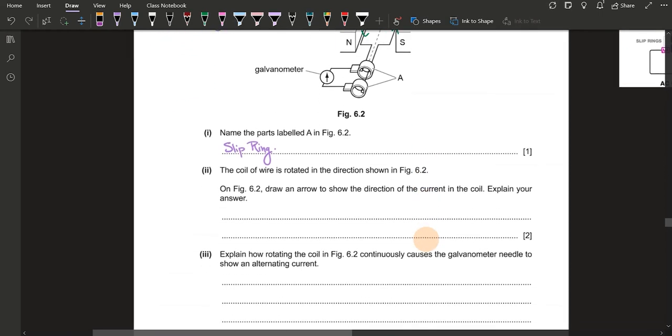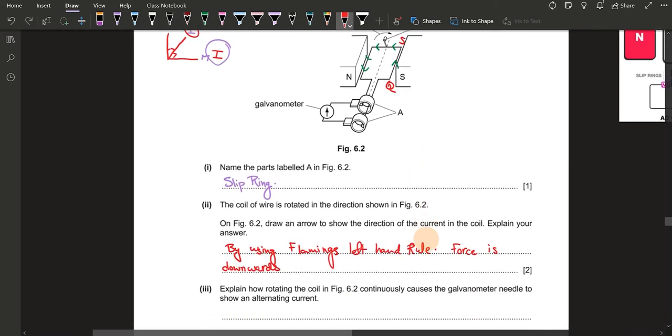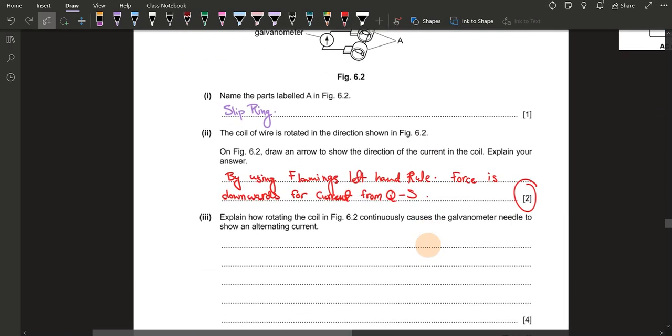And for explanation, we can write it by using Fleming's left hand rule, force is downwards, and we can just mention some letters here like Q and S for current from Q to S. So we'll get 2 marks for this, one for the direction and one for explanation.